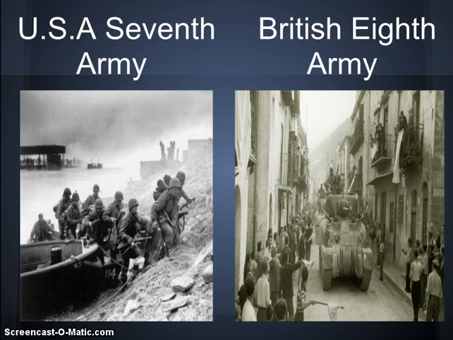The USA 7th Army was the first U.S. field army to see combat in World War II in Europe. The British 8th Army was one of the best known formations of the British Army. They were fighting in North Africa and Italian campaigns.